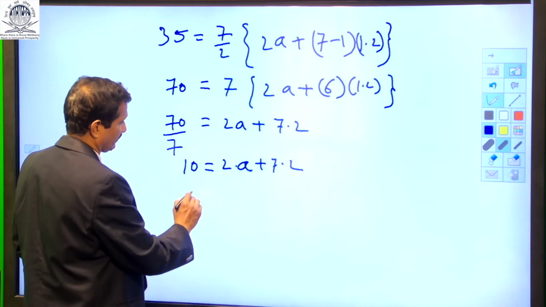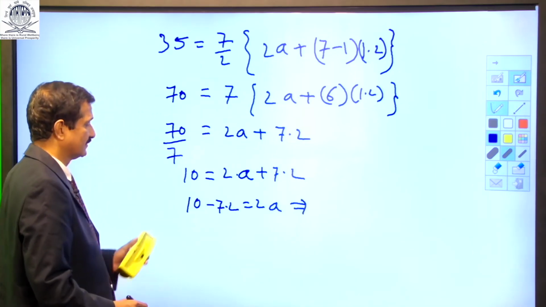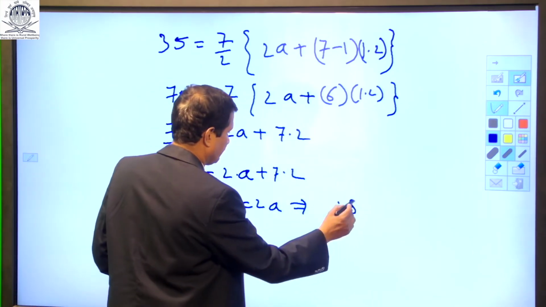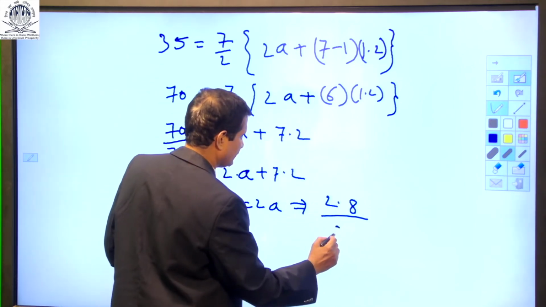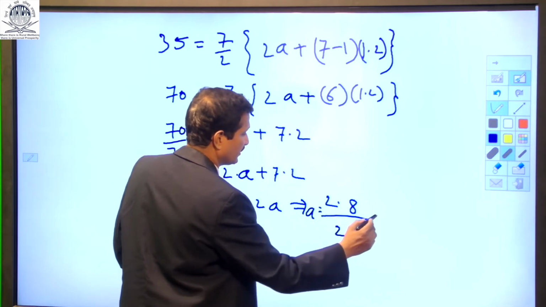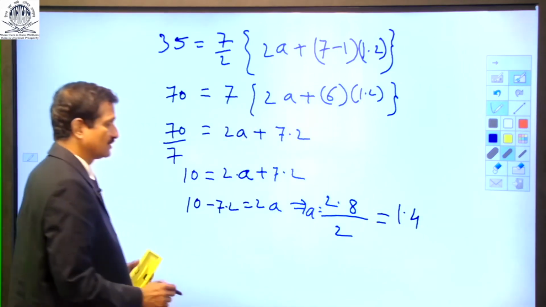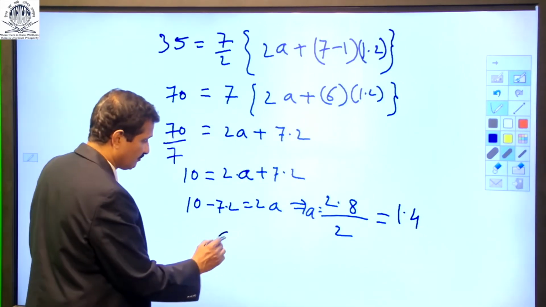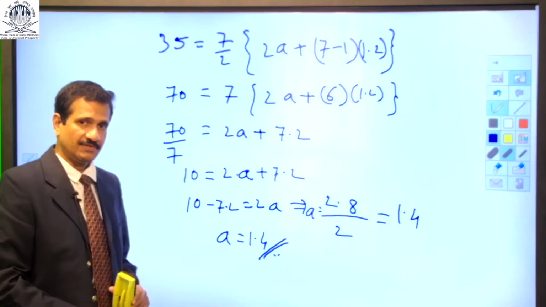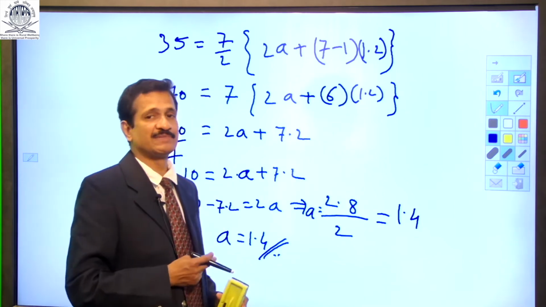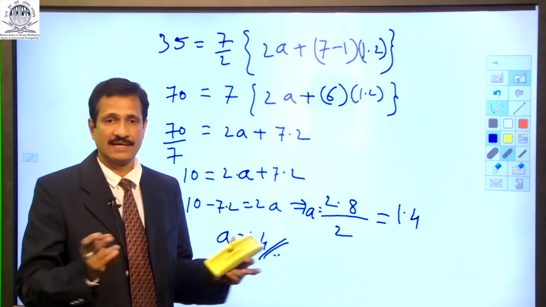Now, 10 minus 7.2 is 2.8, so 2A is equal to 2.8, and 2.8 by 2 comes to 1.4. So, the initial term A is 1.4. By now you should be quite comfortable in doing the problems using the formula. You need to understand the problem and then substitute the relevant terms and solve the problem.